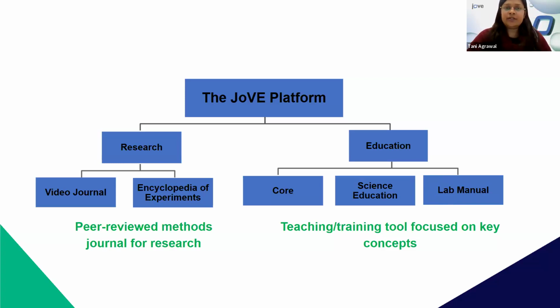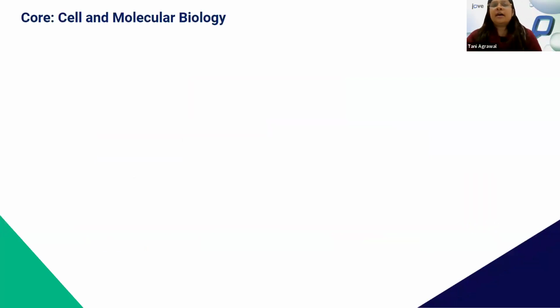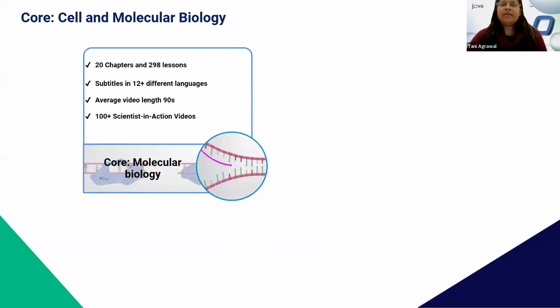So with that, I would like to take you towards our cell and molecular biology discussion. The cell and molecular biology basically comprises 2 sections. One is the core molecular biology per se, where we have around 20 chapters with 298 lessons. And all of these videos are available in 12 plus different languages, including the voiceovers and subtitles. And this will be of particular interest to all of the international students that we have. Then, as already mentioned, these have an average video length of 90 seconds.